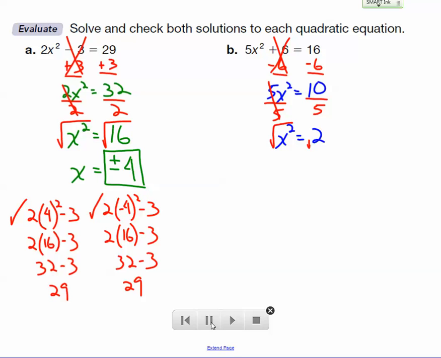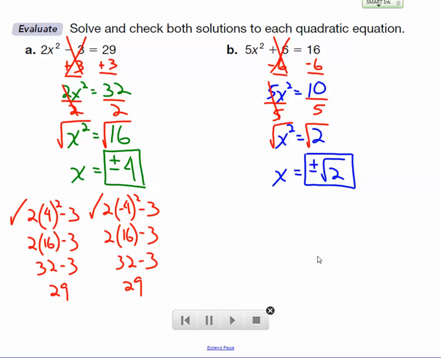We run into a bit of an issue when we start thinking about what is the square root of 2. Well, square root of 16 was no problem because 16 was a perfect square. 2 is not a perfect square. And if we want our answer to be exact, the only way we can do this is to say that x is plus or minus the square root of 2.